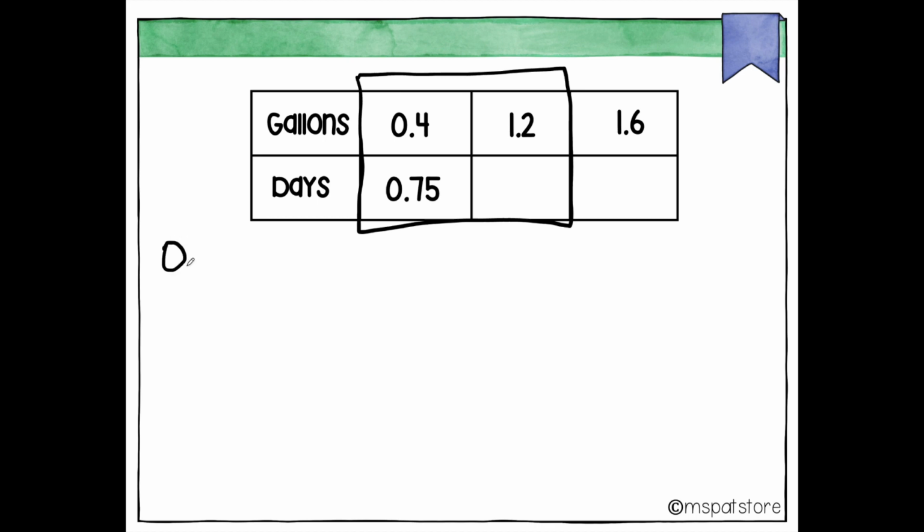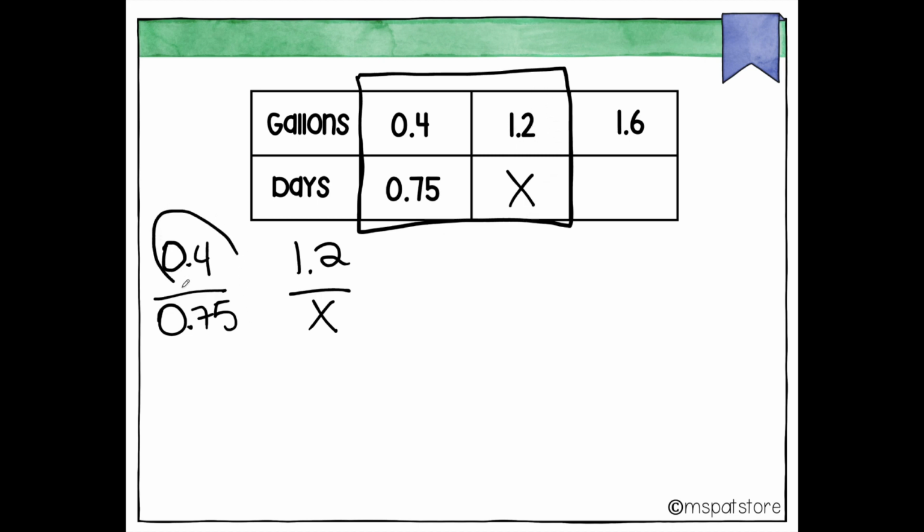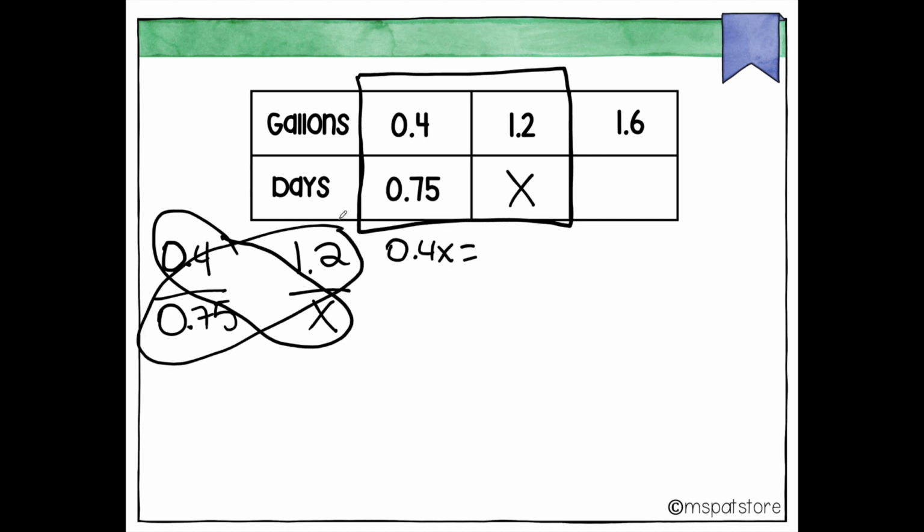It will be 0.4 or 4/10 to 0.75 or 75/100th, okay? Then I'm going to put an X here because I don't know what's the value over here yet. 1.2, okay, out of X, because I don't know how many days I'm going to consume this amount of gallons, okay? So I'm going to cross multiply. 0.4 times X is 0.4X. And now I'm going to multiply these two decimal numbers.